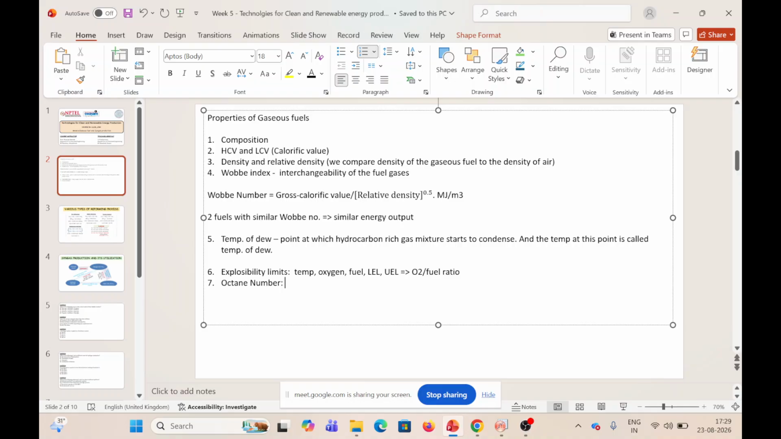So octane number basically represents the engine's knock resistance. So depending on this, should a fuel have a higher octane number or a lower octane number for it to be characterized as a good fuel? Engine's knock resistance.